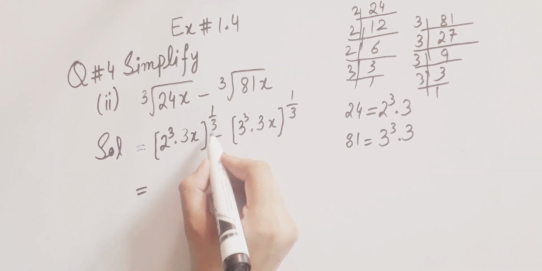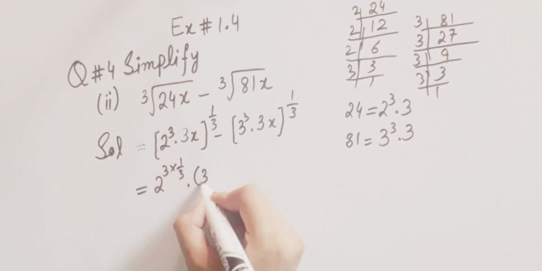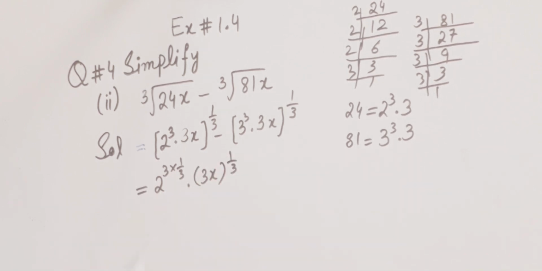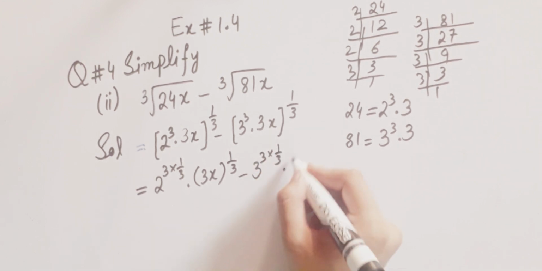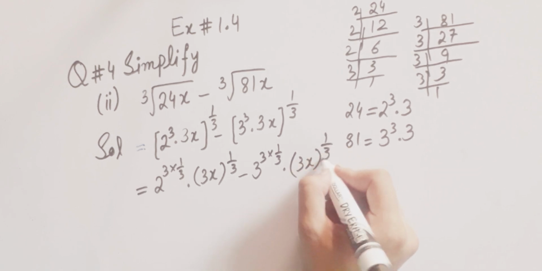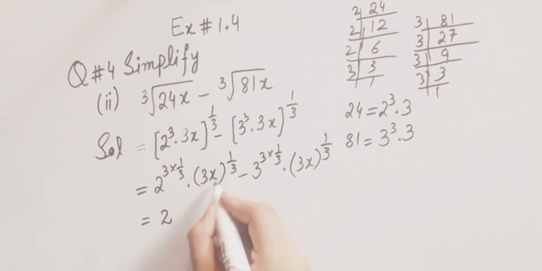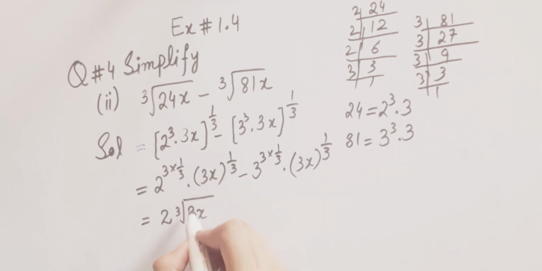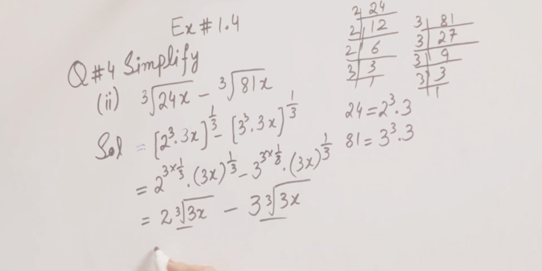Now we will use 1 by 3 here, as 2 power 3 multiplied by 1 by 3, and 3x have power 1 by 3, minus, this 3 will be cancelled by this 3 and 3x power 1 by 3. Now we have 2 and 3 into 3x. We use 1 by 3 in the form of a radical, minus 3 into 3x. We will take common this value from this.